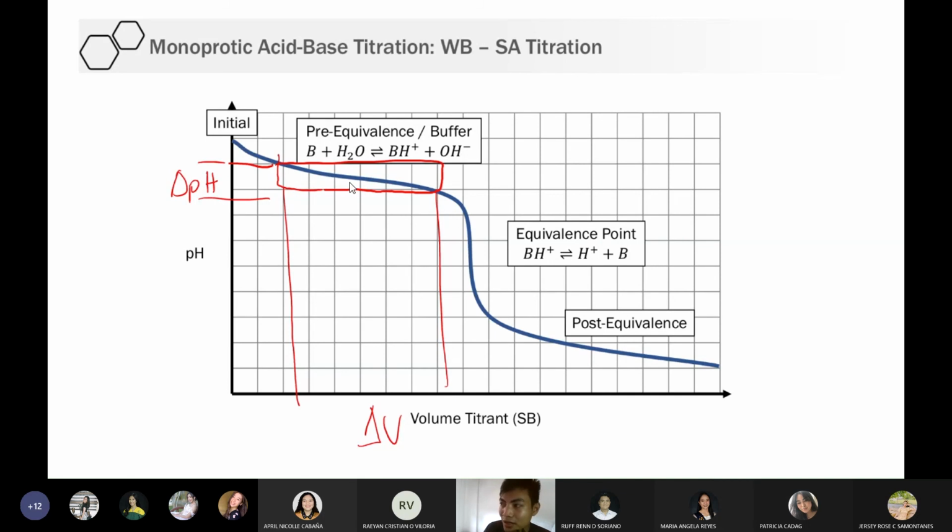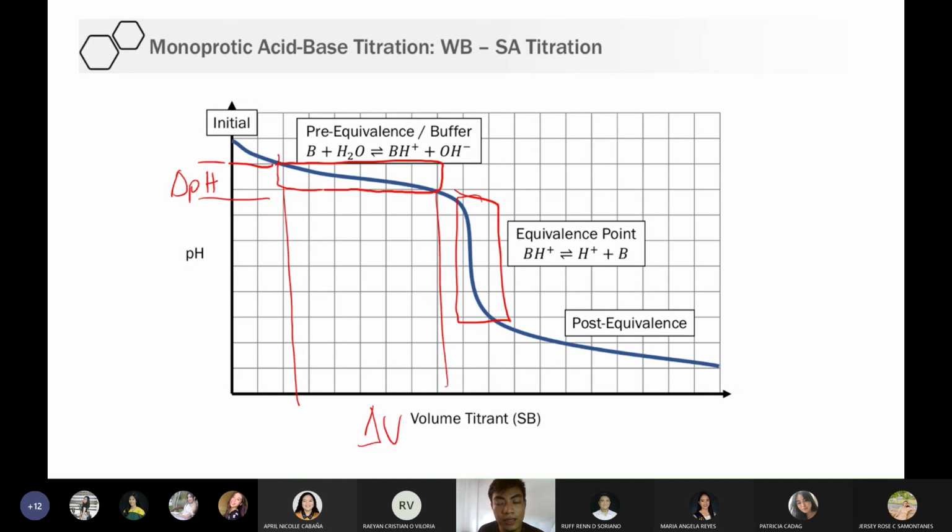Buffer yon. So after the buffer, you have the beautiful inflection point or the inflection curve where the equivalence point can be found. And then after that, excess acid na yung sobra. Kaya smooth na lang siya uli. Okay? So ano yung idea dito?